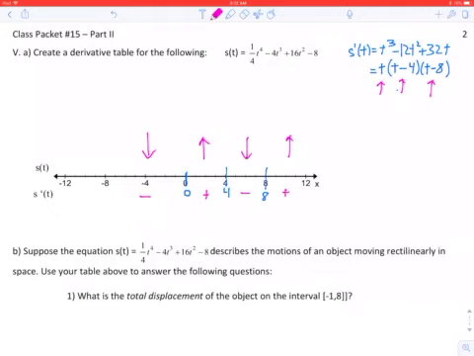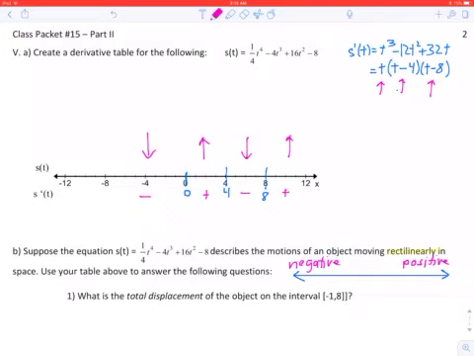Suppose that equation describes the motion of an object moving rectilinearly in space. Rectilinearly is a fancy word for one-dimensionally. Rectilinear motion is motion along a number line. So think of a brand new number line, and the motion's going to be along it. So the motion is in this direction, so this would be positive motion, and this would be negative motion.